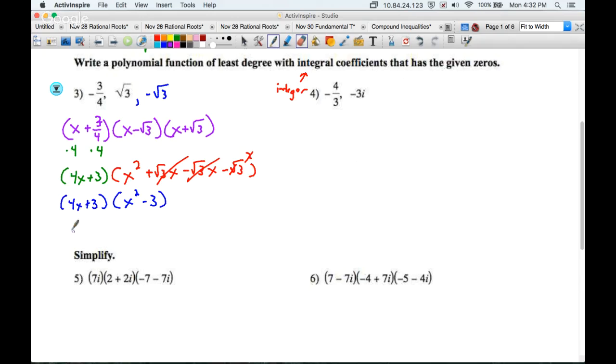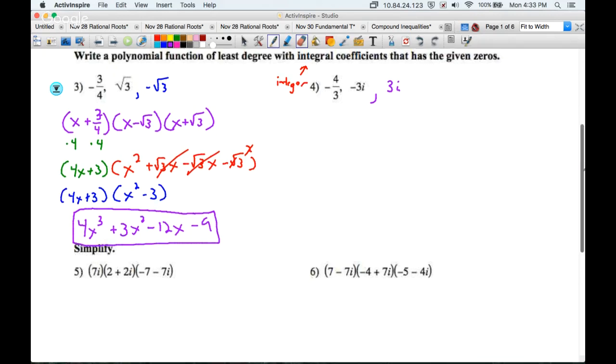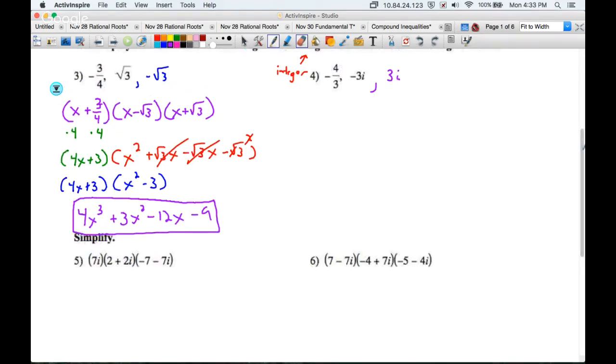Let's FOIL this and we'll get our final answer of 4x cubed plus 3x squared minus 12x minus 9. Put a box around it. There you go. For number 3. Number 4 would be very similar, but just make sure to include positive 3i as a root and multiply this one by a 3 to the whole factor, including the x.